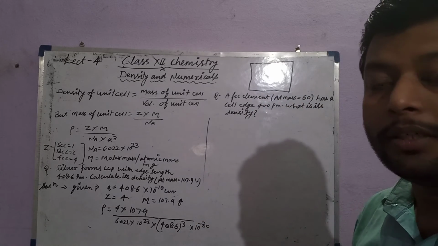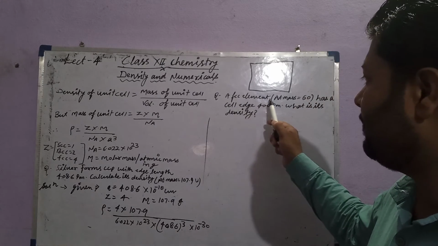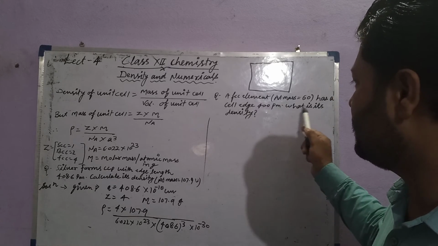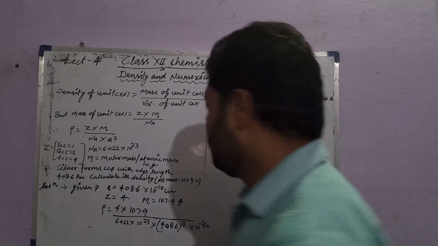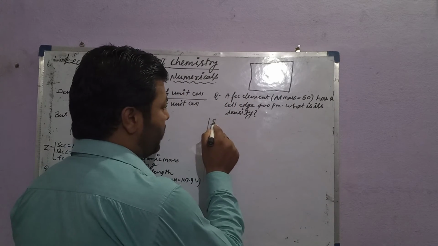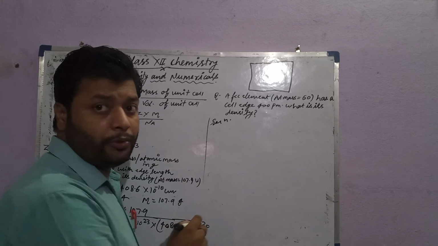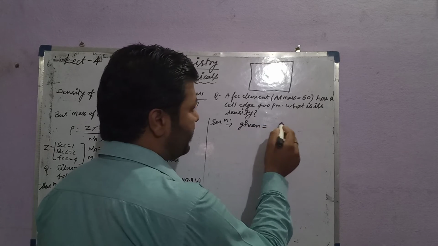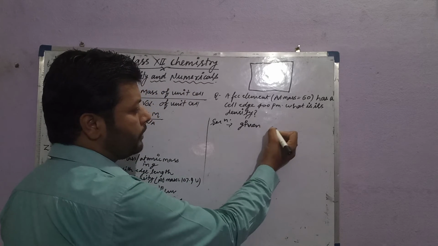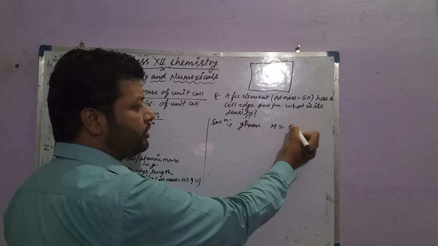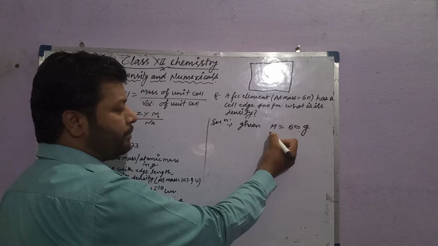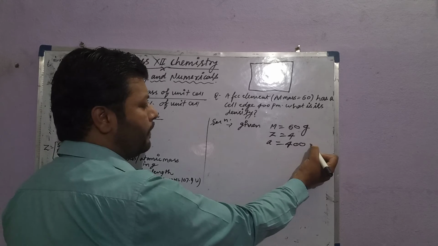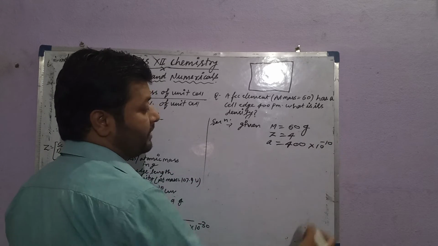This question is also based on the simple formula. If an FCC element with atomic mass 60 has a cell edge of 400 picometer, what is its density? As usual, when you solve the question, first you have to write the given things. Atomic mass M equals 60 gram. FCC means Z equals 4. Cell edge a equals 400 picometer, which means 400 times 10 to the power minus 10 centimeter.